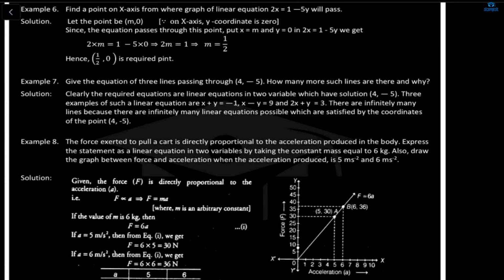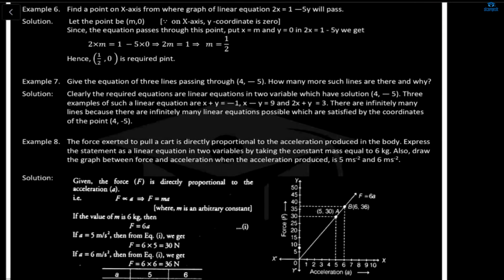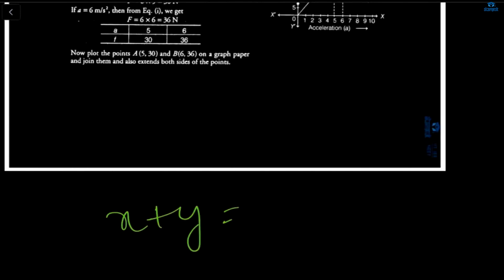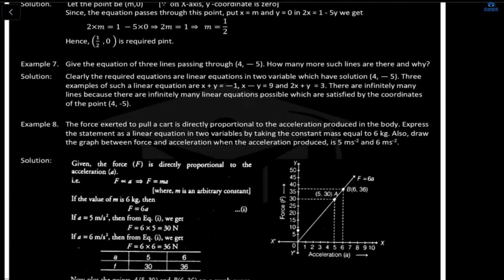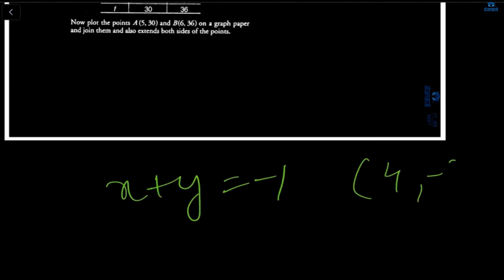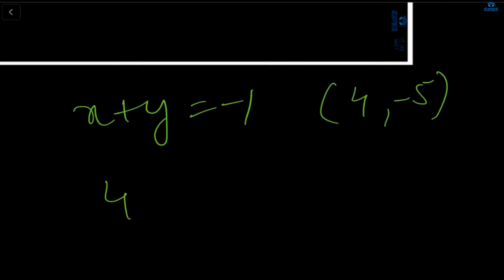Now here you can see there is already x plus y is equal to minus 1. If I write x plus y is equal to minus 1, what was the point? 4 comma minus 5. Now you can see, yes ma'am, it satisfies. So simply now I can take x plus y, that means you can directly take 4 minus 5, which is equal to what? Is equal to minus 1.